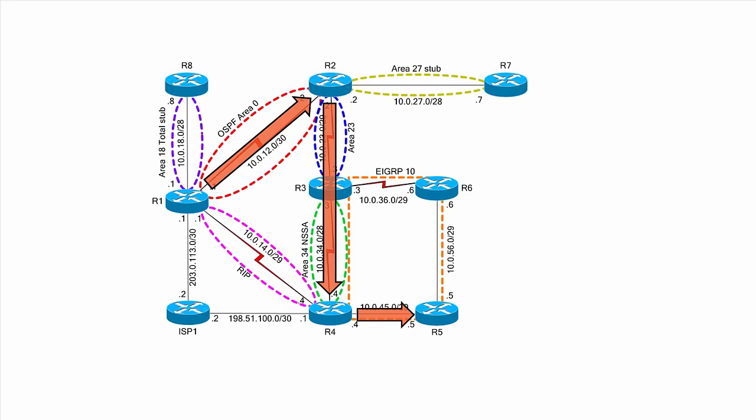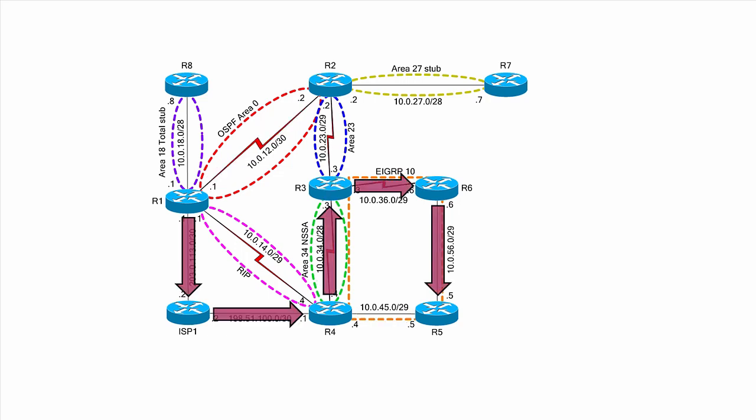Now, the current path is from R1 to R2 to R3 to R4 to R5. The customer wants the path to be from R1 to ISP1 to R4 to R3 to R6 to R5, which admittedly seems pretty crazy, but there could be a perfectly valid reason for routing traffic this way. Keep in mind that path control is about controlling the per hop forwarding decisions made by each router, so we need to approach this by going to each router individually and making the necessary changes to ensure that it forwards the packet to the next hop as specified by the customer.